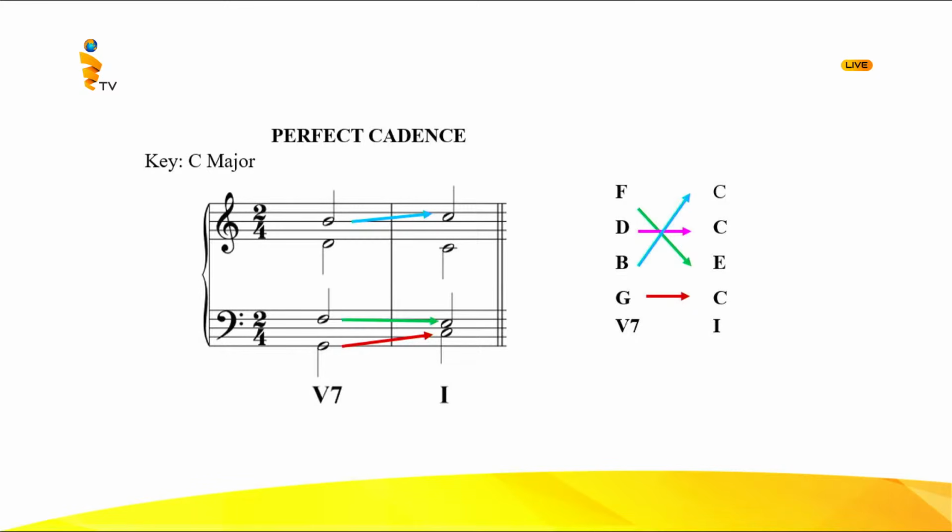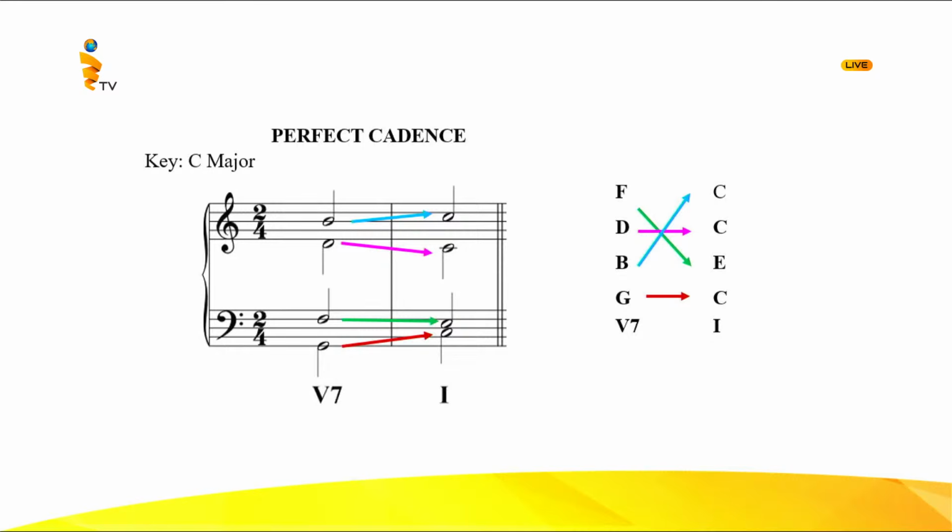Then the 7th falls. F comes to E. You can see that green arrow in both. Then the remaining two notes, D goes to C. This is how you should effect the perfect cadence, the dominant 7th chord.